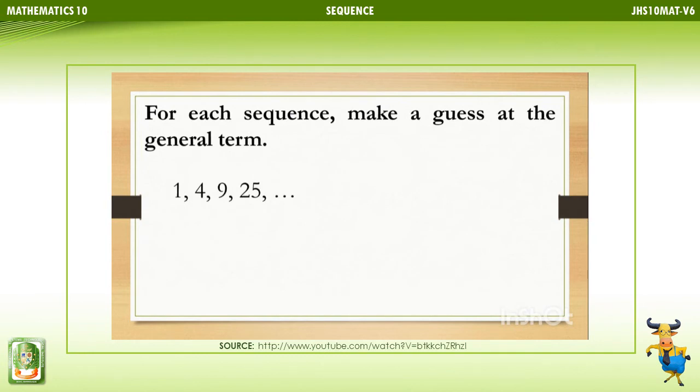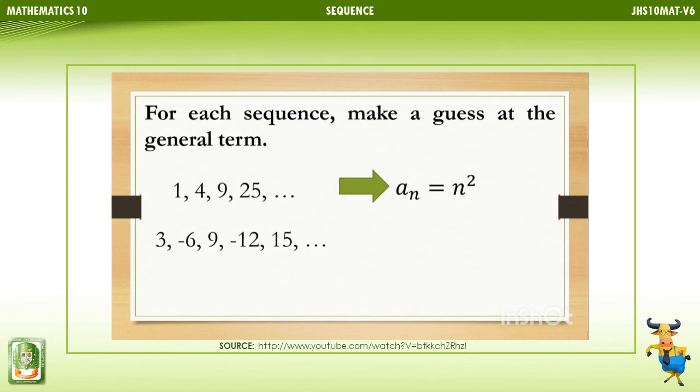Next, I have 1, 4, 9, and 25. So, what is the general term of these numbers? These are all perfect squares. So, therefore, our general term is a sub n equals n raised to 2.